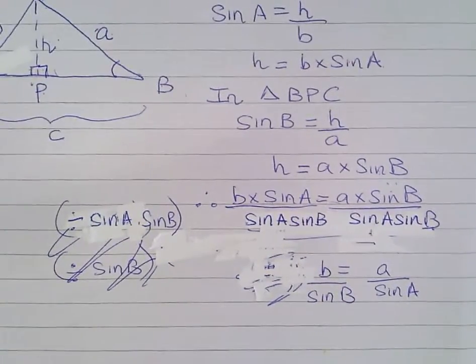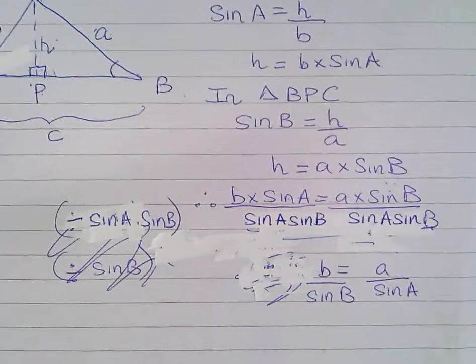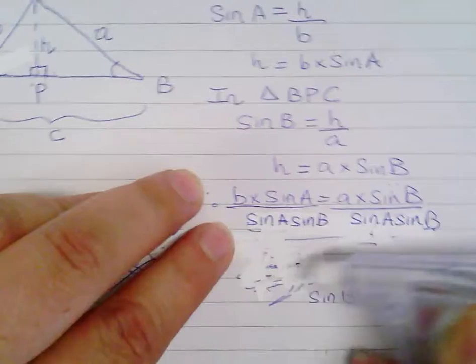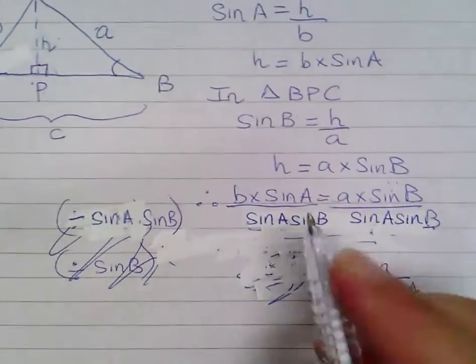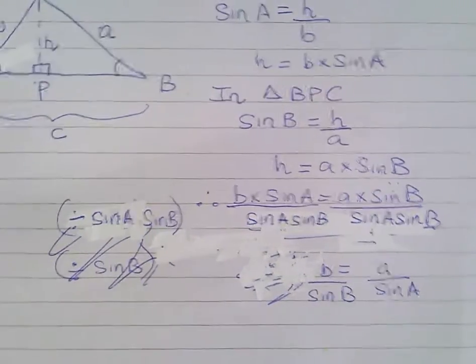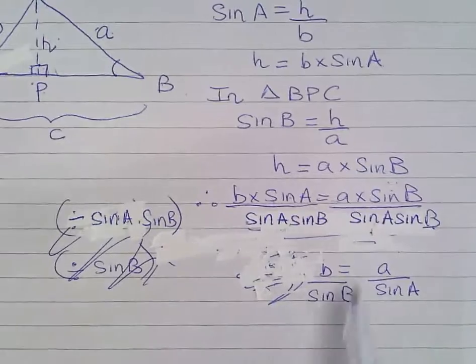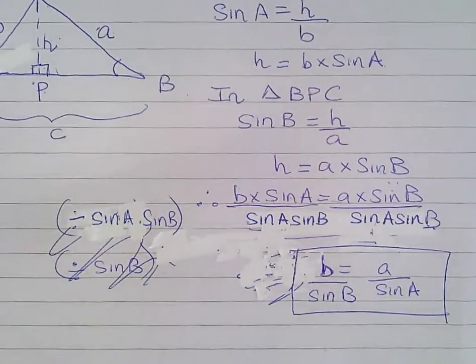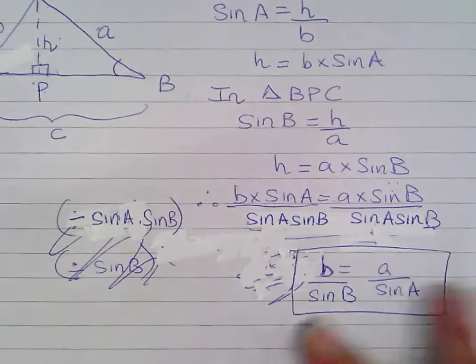Why am I allowed to cancel? Because they're all what sort of symbols? Multiplication symbols. I don't have any pluses or minuses there. I'm allowed to cancel between the numerator and the denominator. The reason I'm dividing by sine A sine B is that I know I'm trying to get this result: B over sine B equals A over sine A. Okay? That's the sine rule.